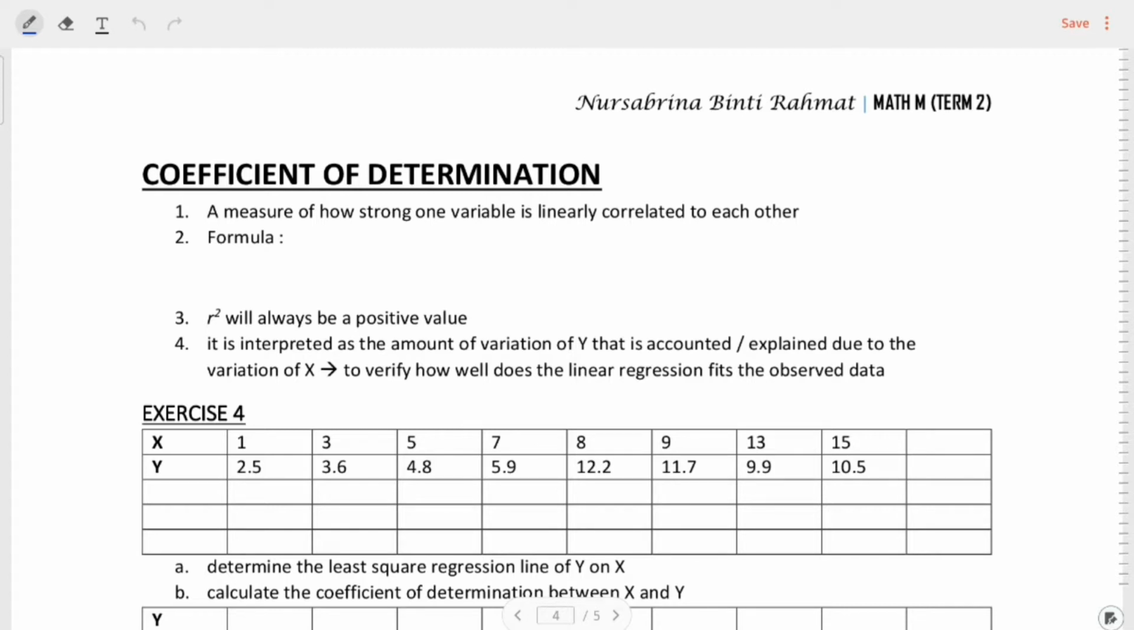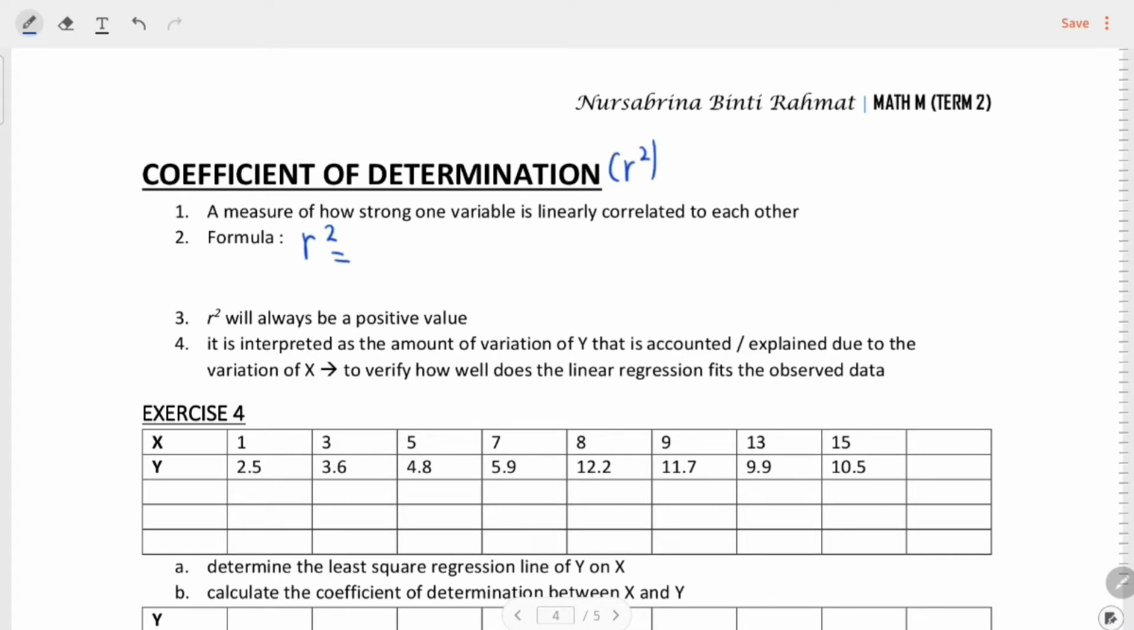This one is related to your regression, but it's a new constant that you need to find out, to verify whether your regression line is fit or valid to be used for your correlation question. There are two different formulas that you can use to find your coefficient of determination, for which we use r square as the symbol.